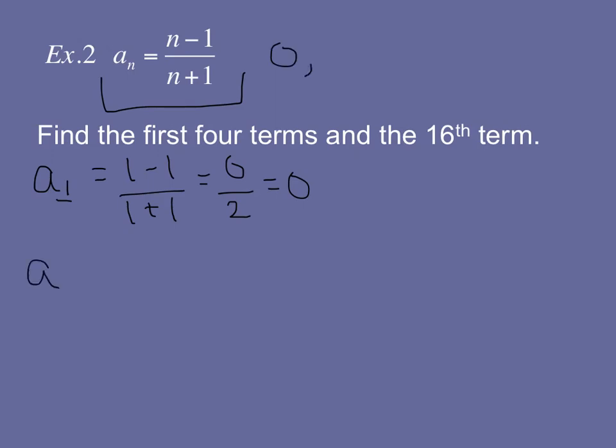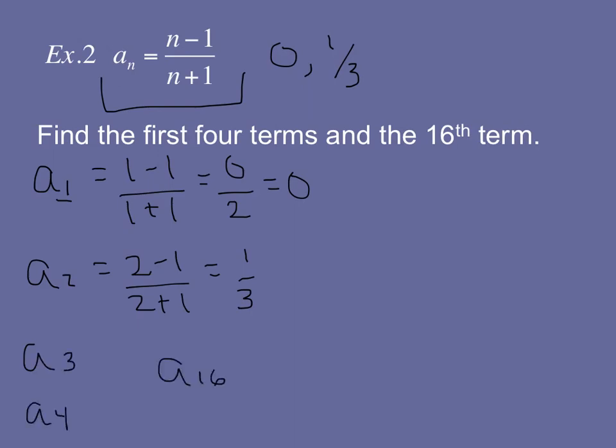My second term I would get by putting in 2 for n. So now I have 2 minus 1 over 2 plus 1, which is 1/3. So my second term is 1/3. And I would like you to find the third term, the fourth term, and the 16th term as part of your homework. So you can finish that up in your notes and then do the finding the patterns that I asked for on the blog.